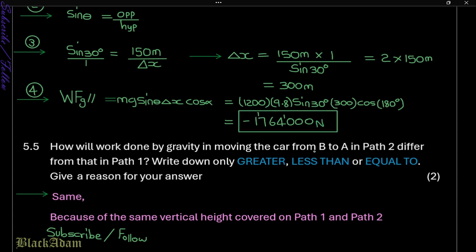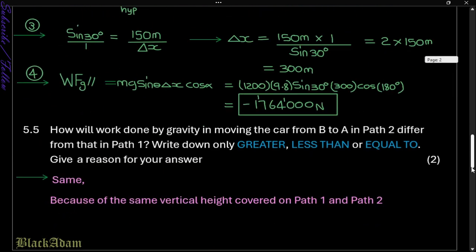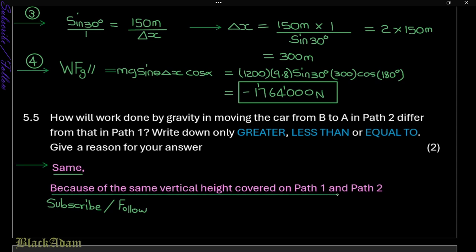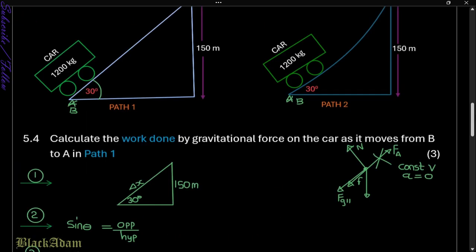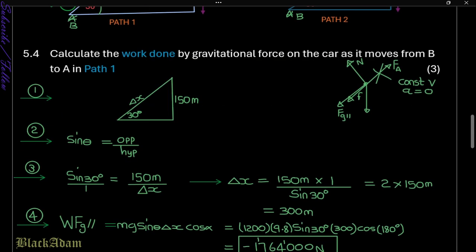Another thing we look at in answering this question: from point B up to point A, they want to know if it is going to require the same. Yes, it's going to be the same because of the same vertical height covered in both scenarios. The height is 150 meters. So the heights are the same vertical height, which means that it's going to be the same.